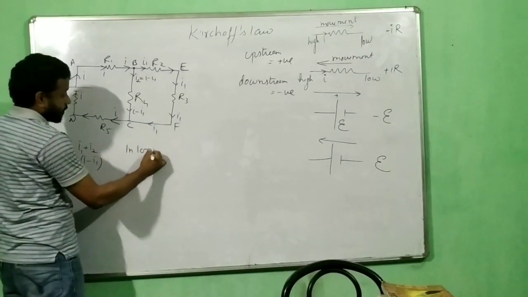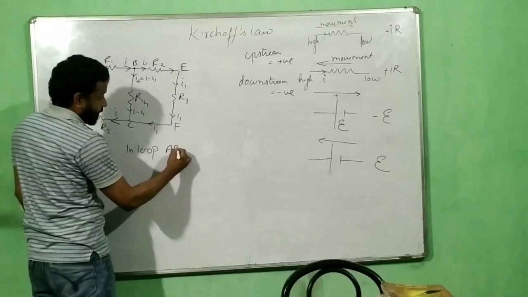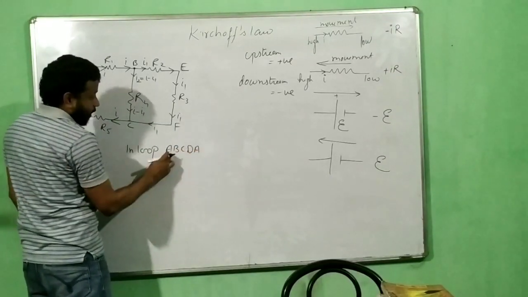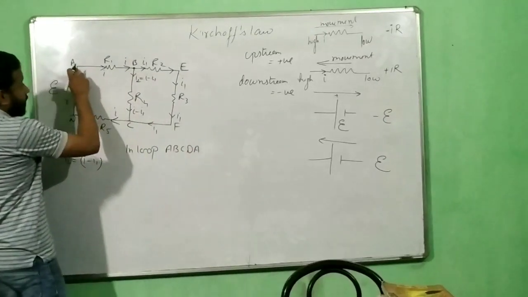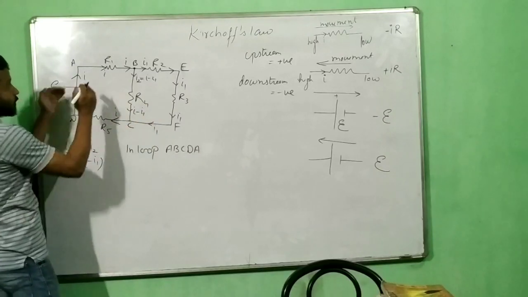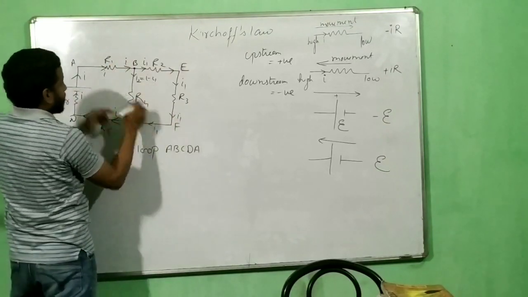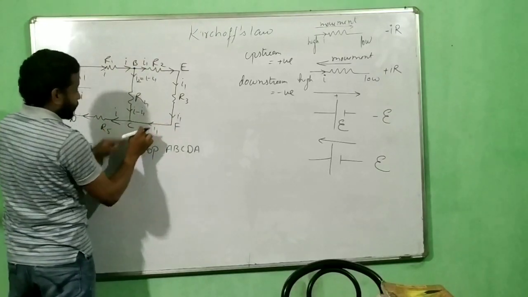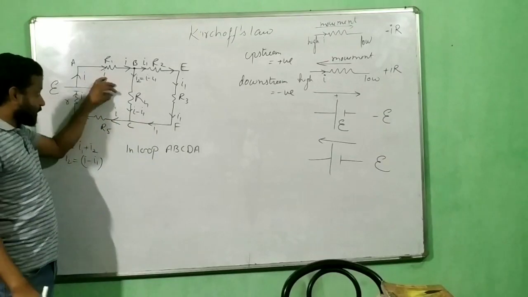Then I will write like this. In loop A, B, C, D, A. Always come back to the loop. So if you are starting from A, you have to come back to A. And always don't take the bigger loop. Take the smaller loop. How many smallest loops does it have? Two smallest loops. So I will take this loop and I will take this loop. Then only you will get independent equations. So always take the smallest loop.